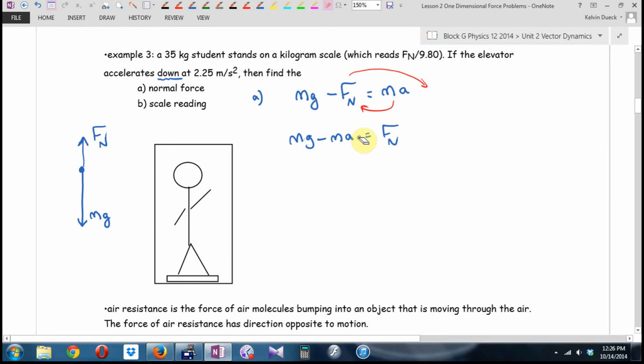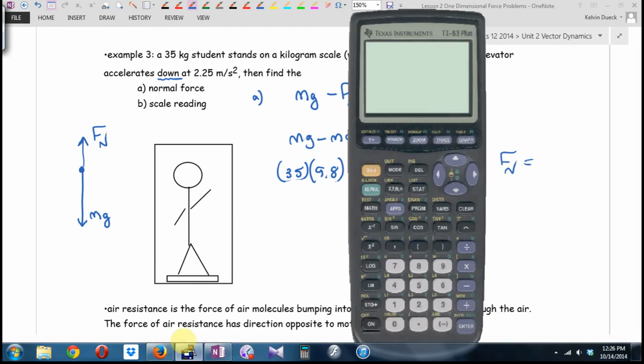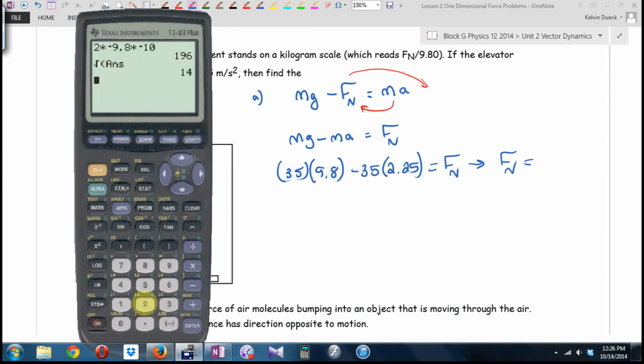Oh, let's find the normal force. Mass is 35. G is 9.8, not negative. We decided down would be positive in this question. Minus 35 times, what's the acceleration? 2.25. I get, to 3 sig figs, I guess 264 newtons.